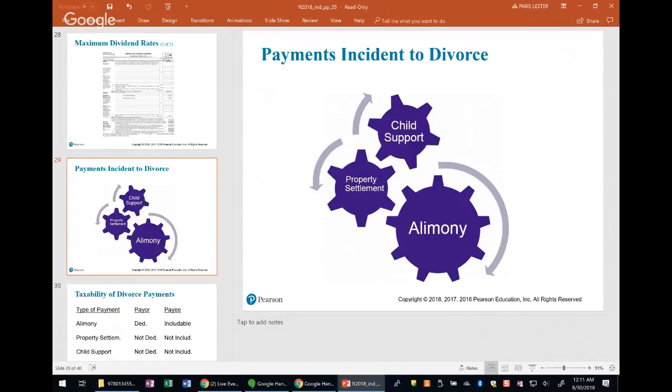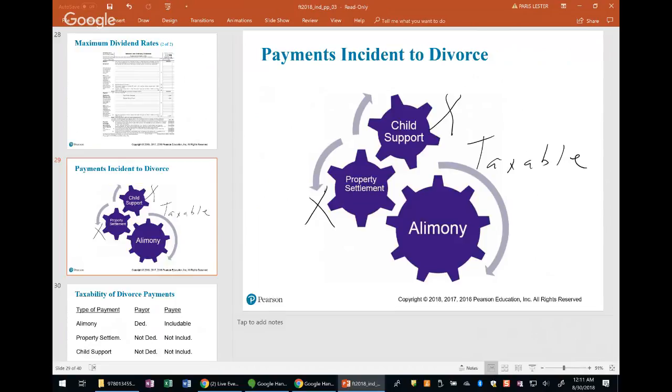Payments incident to a divorce. All right. Nobody's taxed on this. Nobody. Nobody usually is taxed on this. So which one is taxable? Alimony. Taxable.